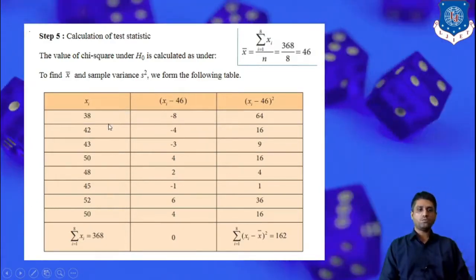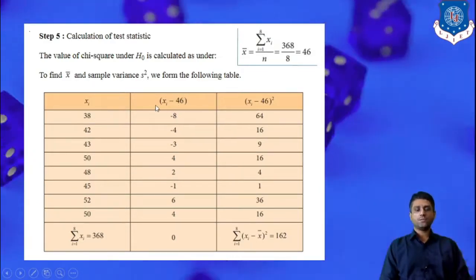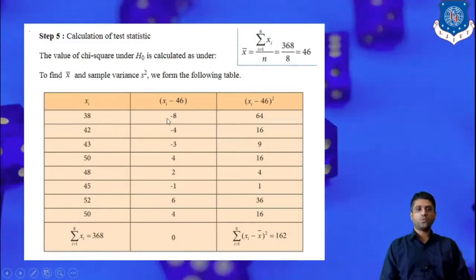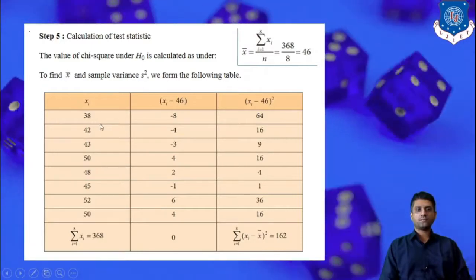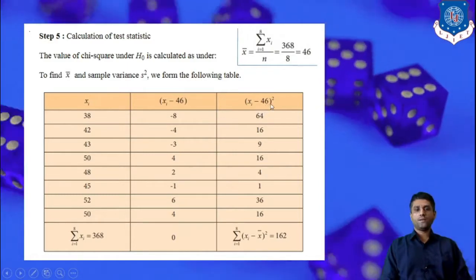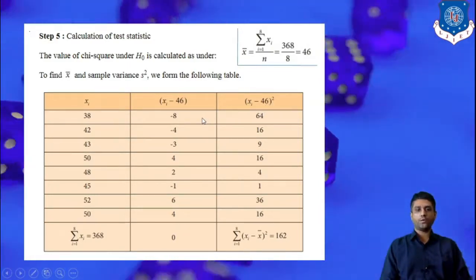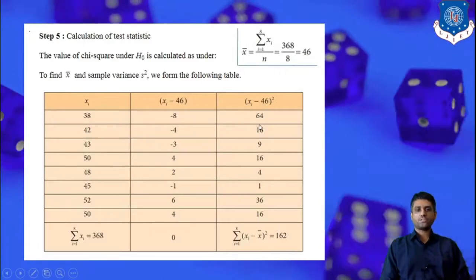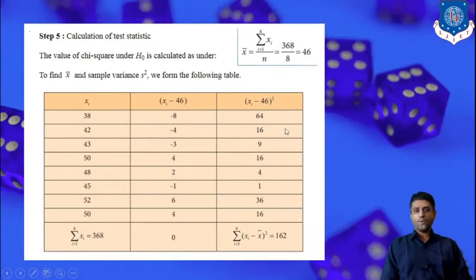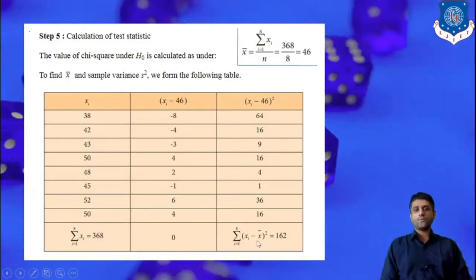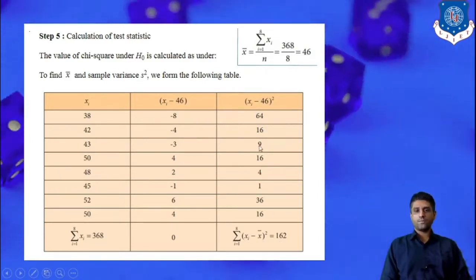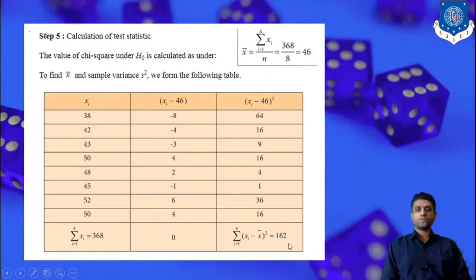So we write down the individual data, and on the basis of this we find xi minus x bar, where x bar is 46. So 38 minus 46 is minus 8, 42 minus 46 is minus 4, and so on. Finally, we find xi minus 46 whole square, that is the square of each cell: minus 8 square is 64, minus 4 square is 16, and so on. Finally, we find the sum of this last column, that is the sum of xi minus x bar square. The sum of this column, 64 plus 16 plus 9 plus 16 and so on, comes to 162.